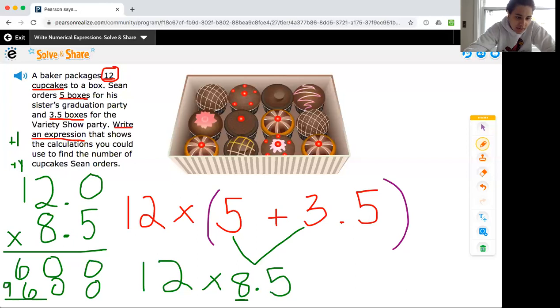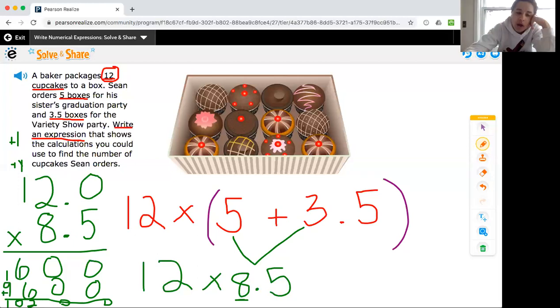Okay, now I have my 2 partial products, and I'm going to add them together. And you can see I'm running out of room over here. So I got 0 plus 0 is 0. 0 plus 0 is 0. 6 plus 6 is 12. Carry my 1. 1 plus 9 is 10. Okay, so I got 1, 0, 2, 0, 0.